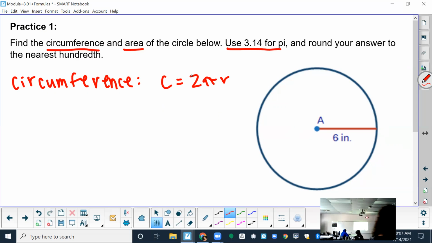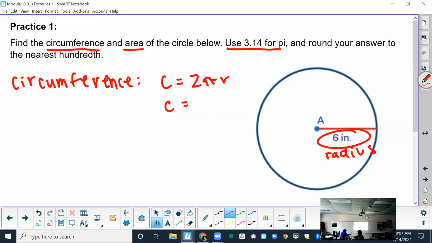Should be 2 pi r. There's other ones, there's pi times diameter, pi 2r, which is the same thing, just in a different order. Since they gave us the radius, so this is only half, so this would be my radius, I'm going to use this formula.